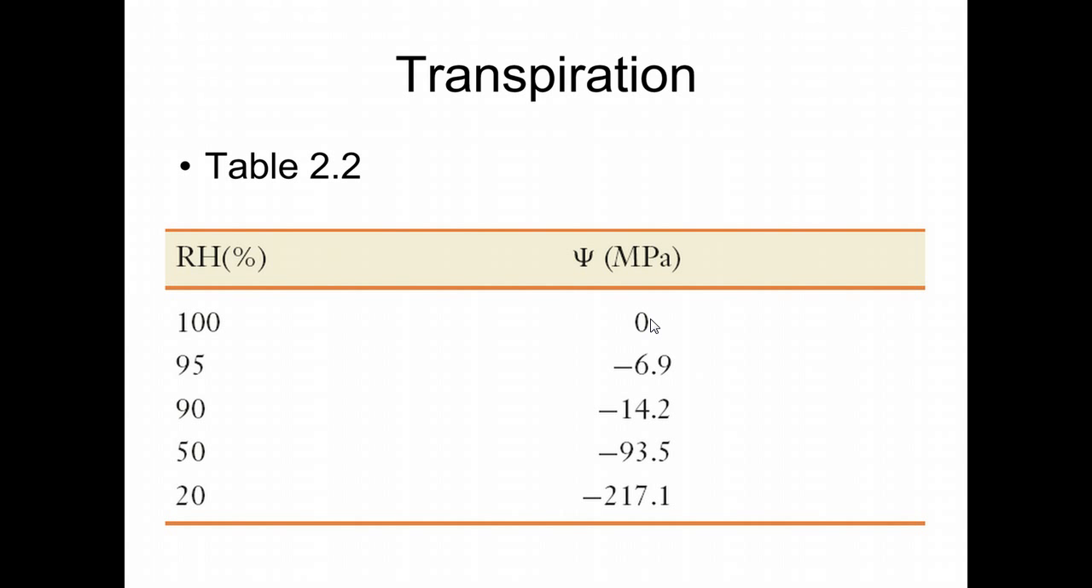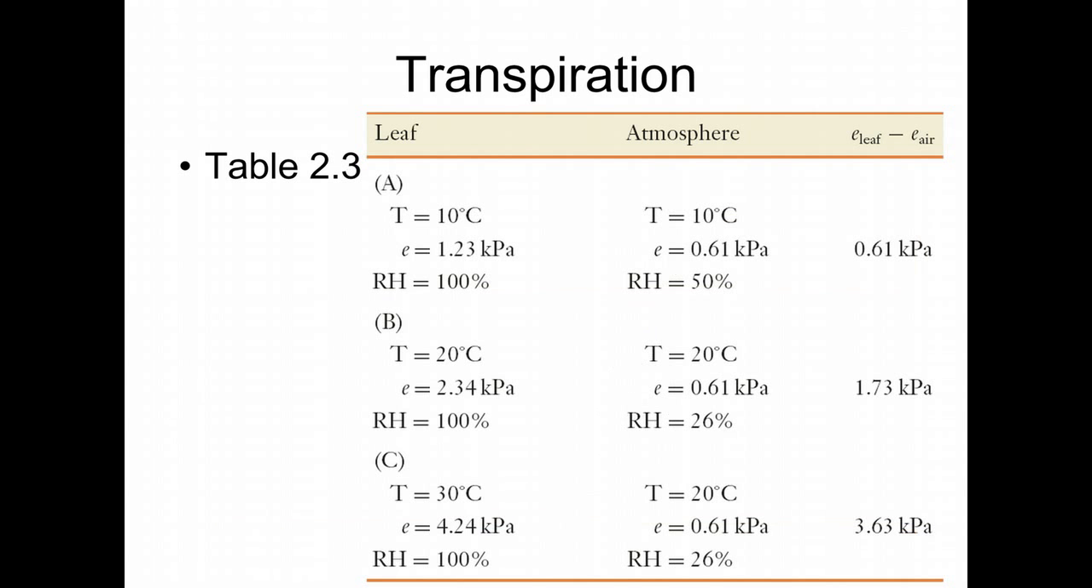Plants are, let's say, -5, -10, whatever. And here you're seeing the relative humidity and what the water potential is in megapascals. So at 20% relative humidity, we've got -217. So it's always negative. Here we can see the leaf and the atmosphere. Here is the temperature. And if we look at these values, you can see the leaf versus air. And you don't need to know these, of course. But you'll notice in these different conditions how we have this difference between the inside and the outside.